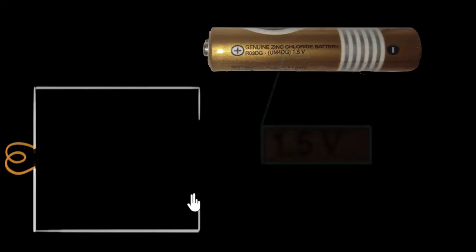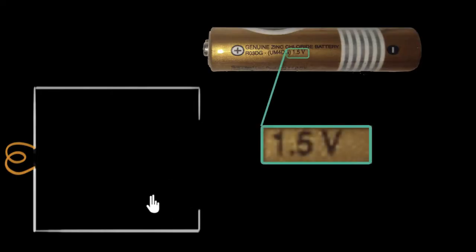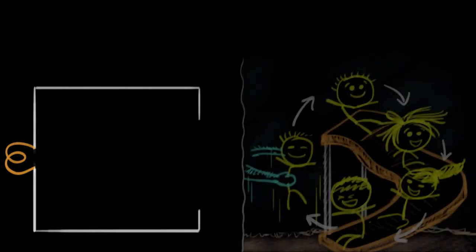If we have a bulb connected to a bunch of wires, the question that we're going to answer in this video is how do we set up a current in these wires? And we'll also learn what a battery does and what does voltage really mean. And to do all of this, let's start by thinking of an analogy.